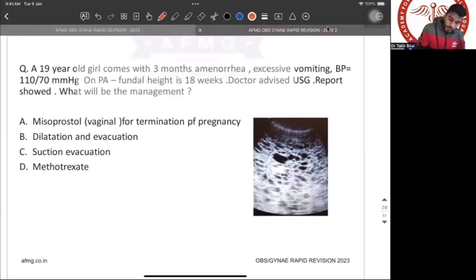A 19-year-old girl comes with 3 months amenorrhea, excessive vomiting, blood pressure 110/70. On per abdominal examination, fundal height is 18 weeks. Doctor advised USG. Report showed the picture given below. What will be the management? Okay, guys, what will be the management?